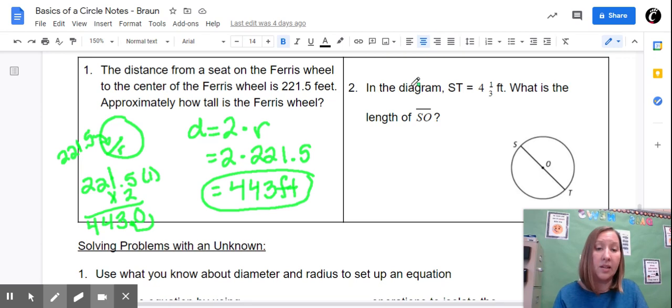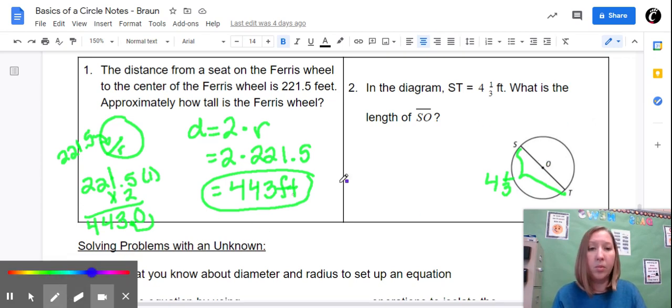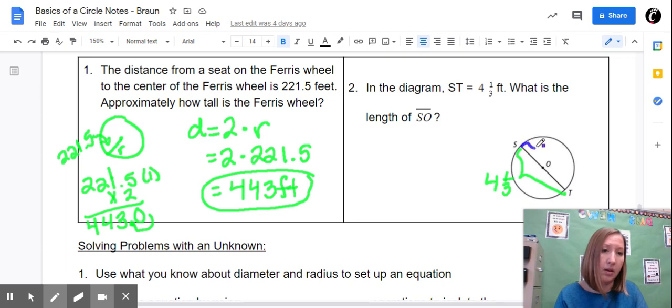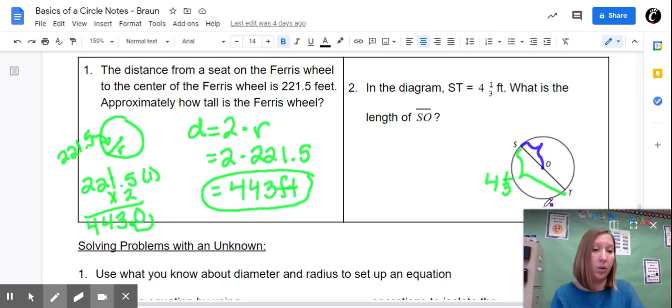All right, so then in this next problem, in the diagram, ST is 4 1/3 feet. So that means this diameter, this line segment here, is 4 1/3. What is the length of SO? So now what I'm looking for is this part here. ST is our diameter. It goes all the way through the circle and it cuts through the center. And we know that's 4 1/3. We want to know the radius.